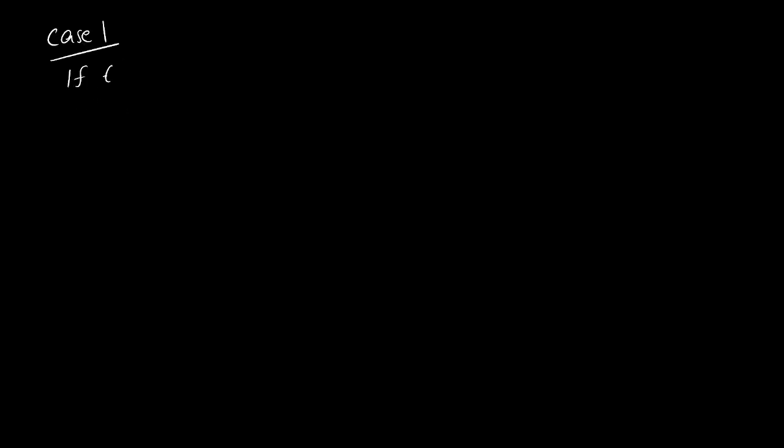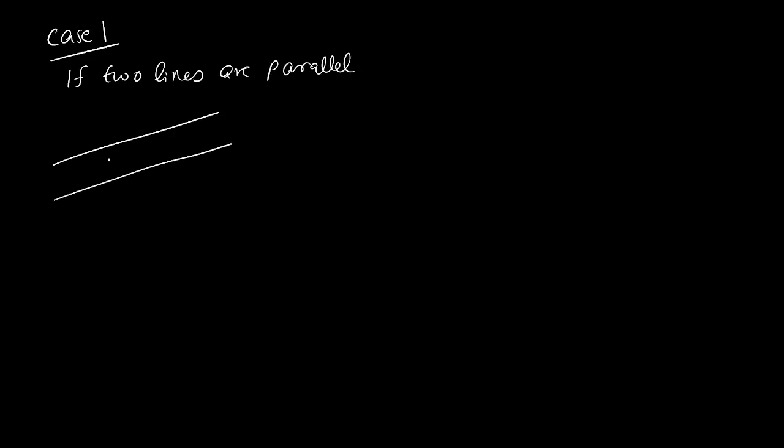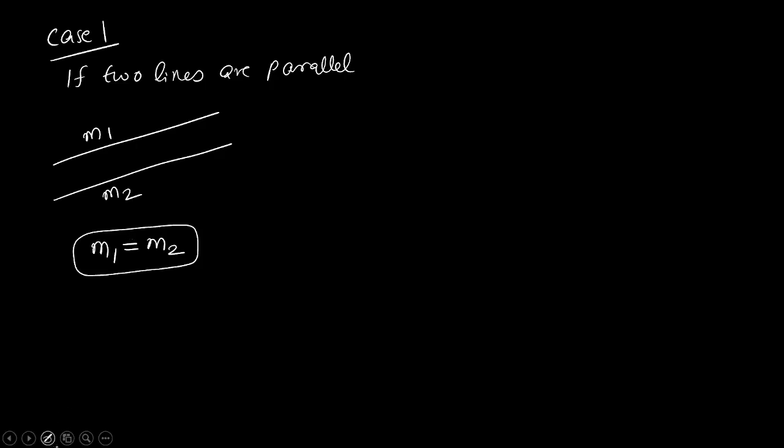If two lines are parallel, what is the condition? Lines like this. Understood? If two lines are parallel, the first one has slope m1, the second one has slope m2. The condition is, if the two lines are parallel, their slopes are equal. Please memorize. If the lines are parallel, their slopes are equal. Understood? I hope you have understood.